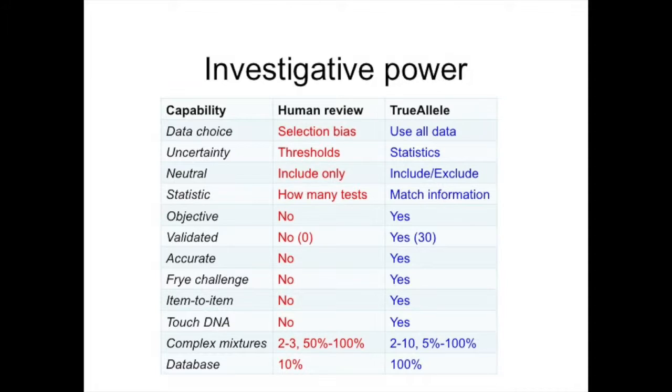For mixtures, they can tend to handle 2, maybe 3 people if it's the major contributor, 50% or more, whereas for the TrueAllele computer, we have a validation that's now going out to 10 unknown contributors. Baltimore's validated with up to 6 unknown contributors, and it can handle them reliably. It can do 1 to 5%, but usually once you have a minor component that's at least 5%, you'll start getting match results.